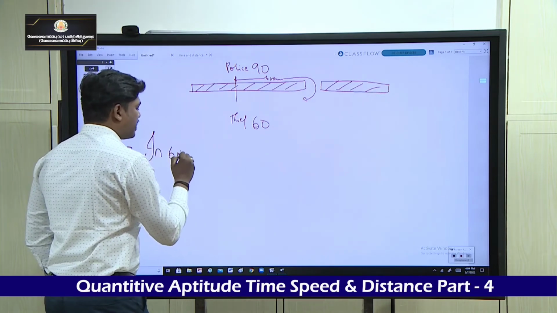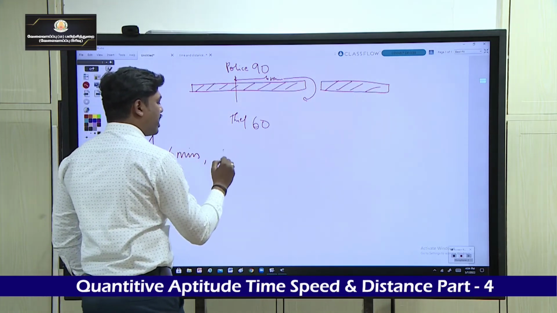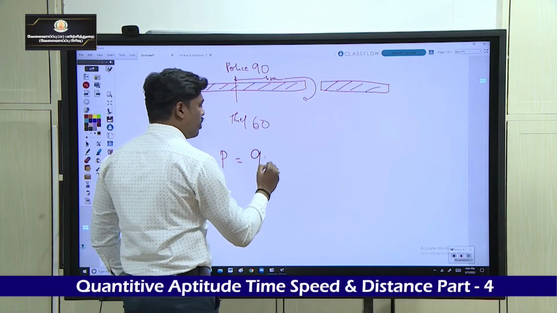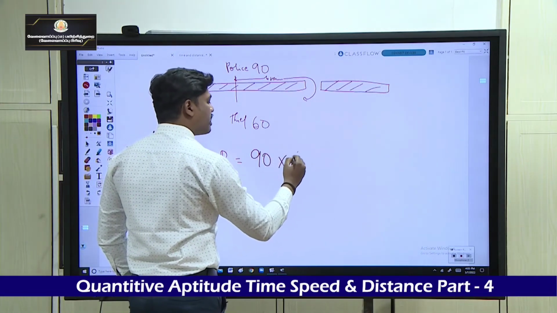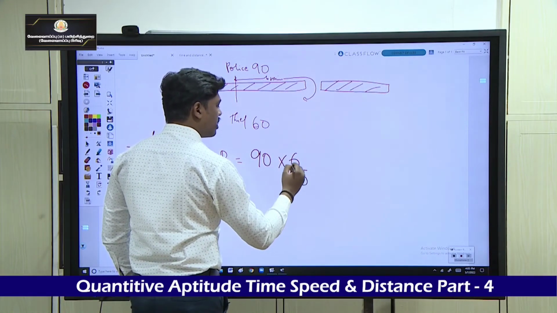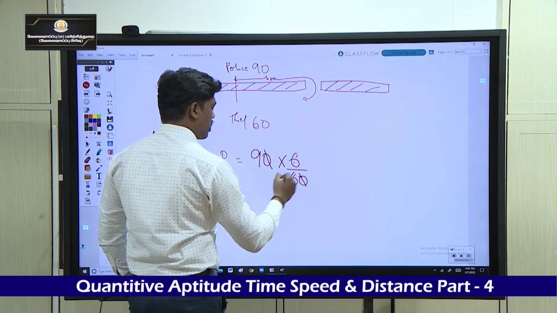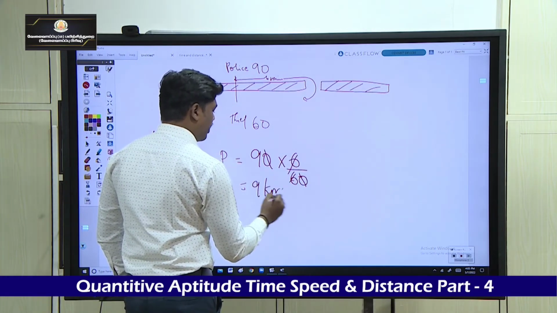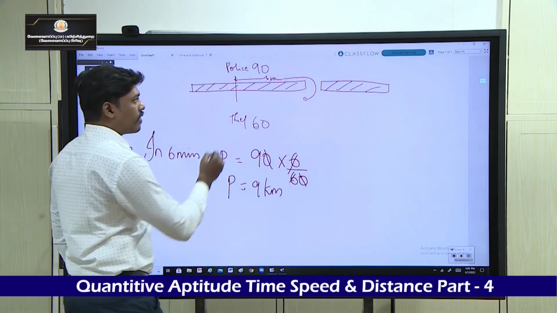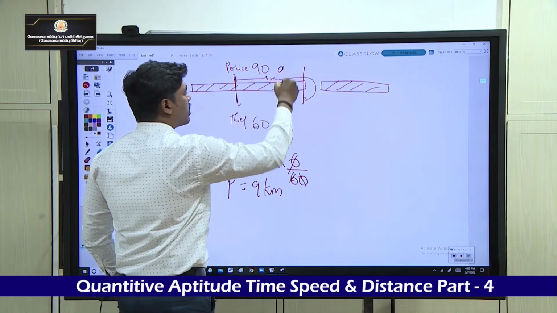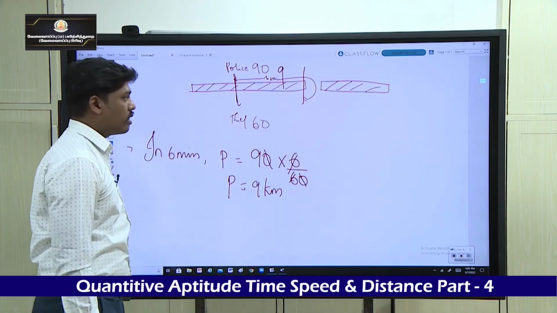So in 6 minutes, distance traveled by police is what? Moving at 90 km/h for 6 minutes, convert into hours, divided by 60. You will be getting, which means he travelled 9 km from this point to here. Distance is 9 km.